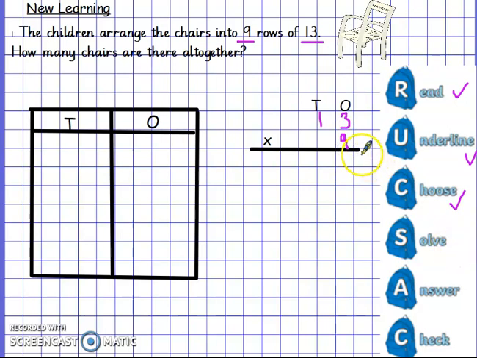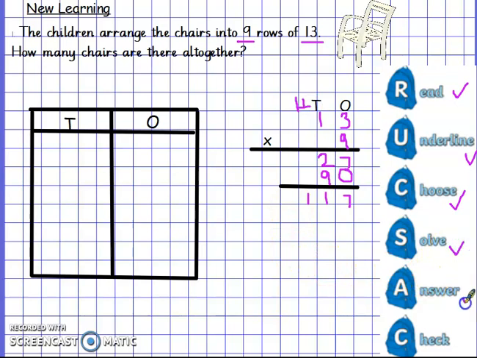Let's solve it together. Starting from the ones column, 9 times 3 is 27. So we need to write that on the first row. Now we're timesing by a 10. 9 times 10 is 90. Now we need to work out the total. Got 7 add 0 is 7. 9 add 2 is 11. Put 1 down and we carry 1 across into the hundreds column. So the answer was 117 chairs.